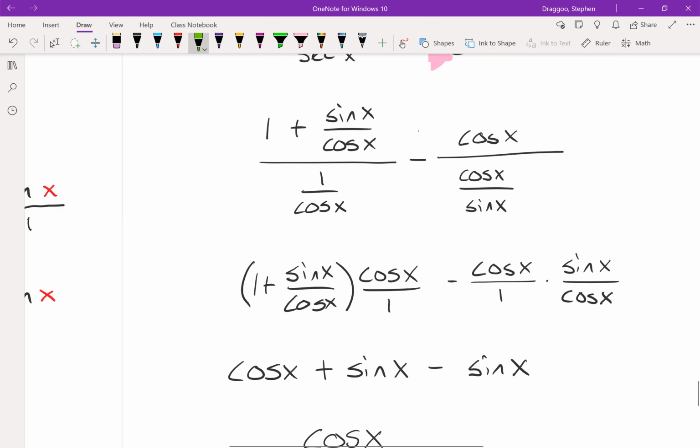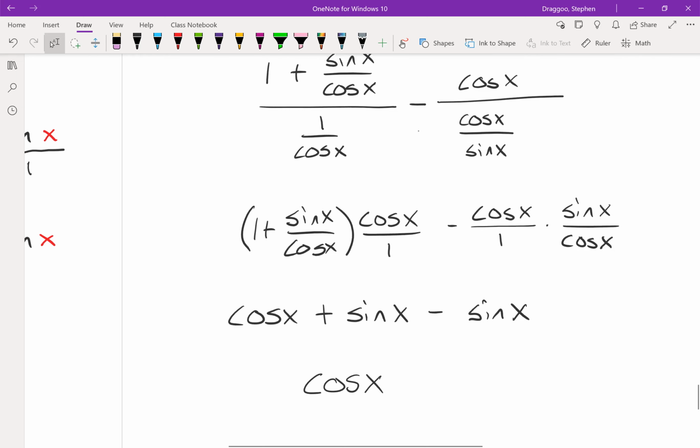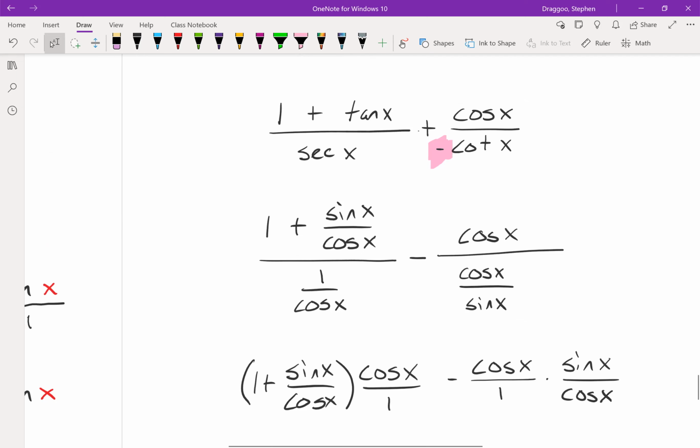Also worth pointing out, here to the right side, I had another solution to the problem where I changed everything to sines and cosines. If you prefer that method, it works out just exactly the same way. But it's all right there. Okay.